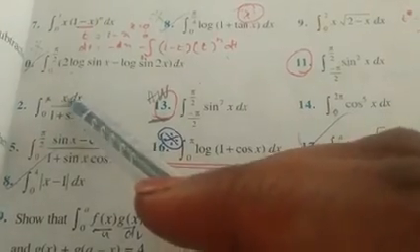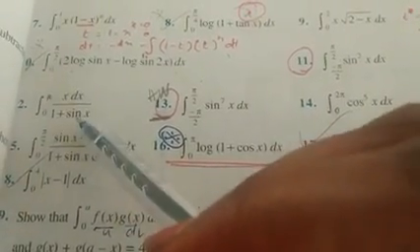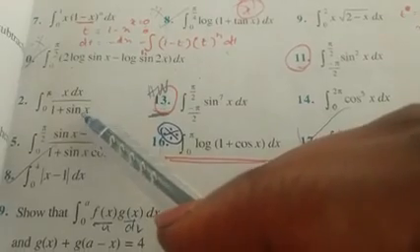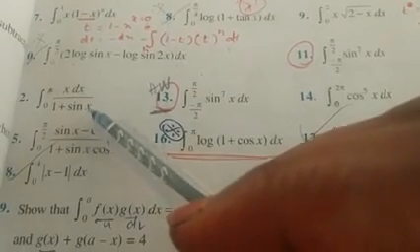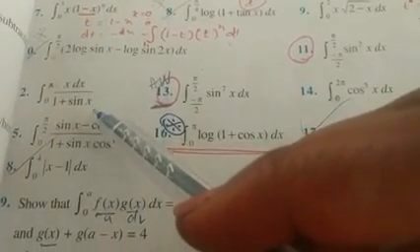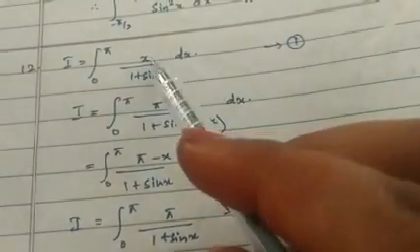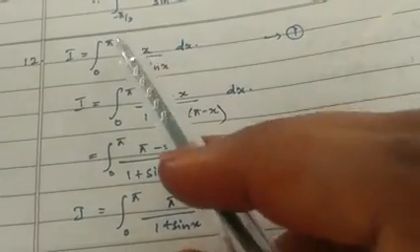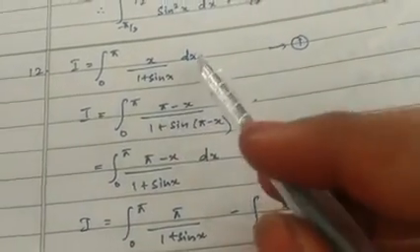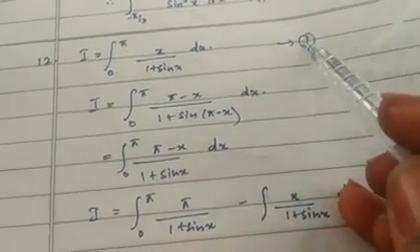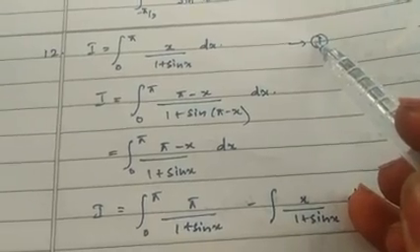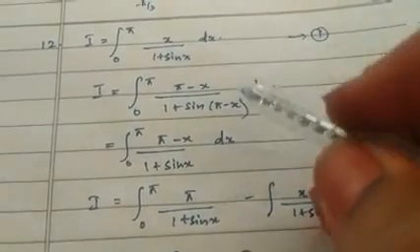If you have x and it is from 0 to pi, I told you to apply the property: integral 0 to a of f of x dx is equal to integral 0 to a of f of a minus x dx. So in the place of x you should apply a minus x, that is pi minus x. Therefore this is the first integral, mark it here so that you can add the first integral and the second integral after applying the property.